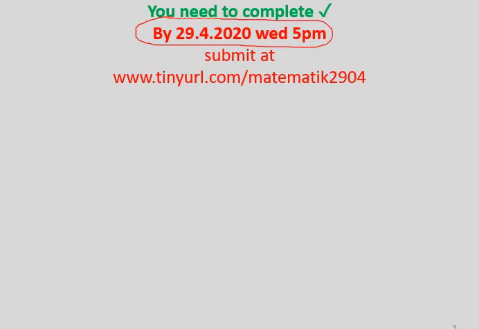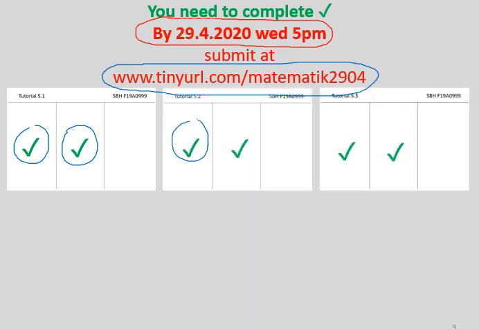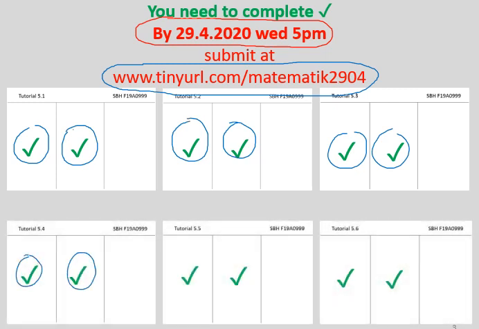Where should you submit your work? Through this website, tinyurl.com/mathematic2904. What we're going to see by this Wednesday, the submission included here: we have completed the first tutorial, the first column and the second column. Same goes to the second tutorial. Just complete the first and the second column, the tutorial and all the remaining tutorials.